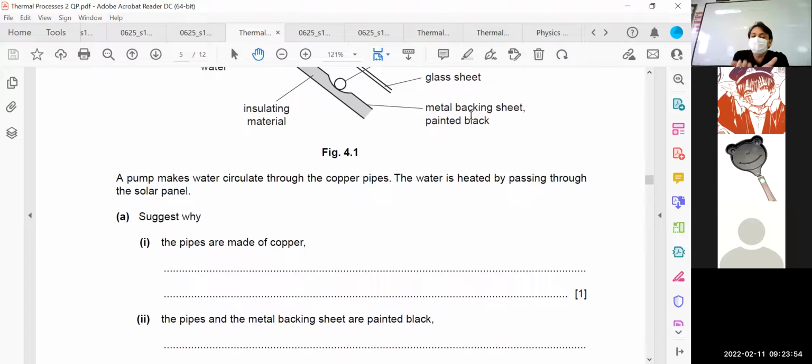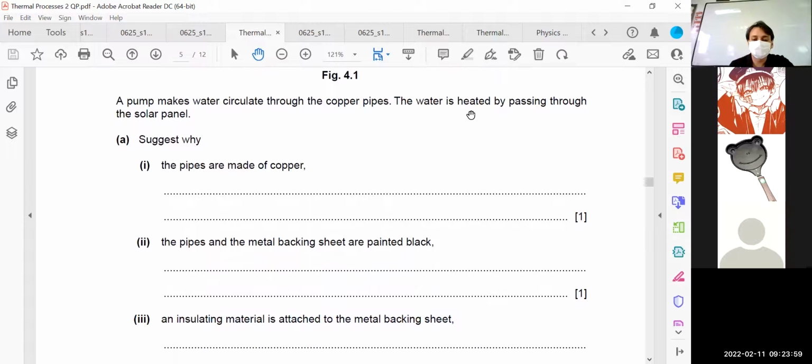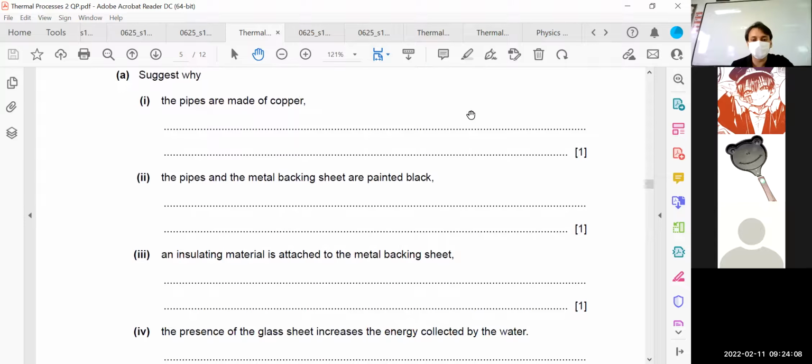Then what happens if it absorbs most of the radiation? Why do we need it painted black? Because the color black absorbs heat radiation easily, so the water gets more heat.